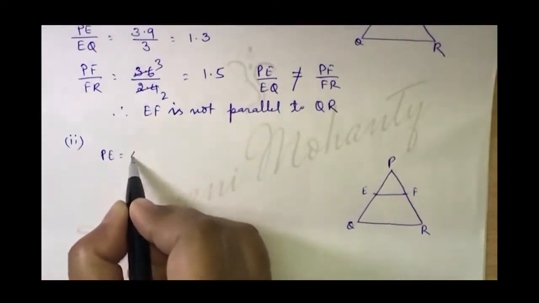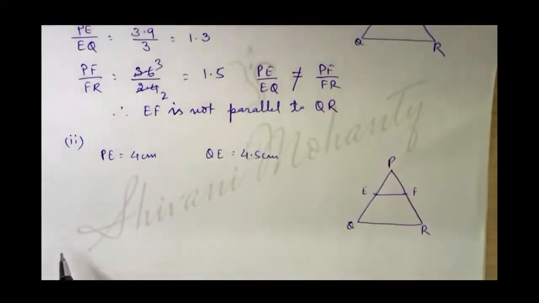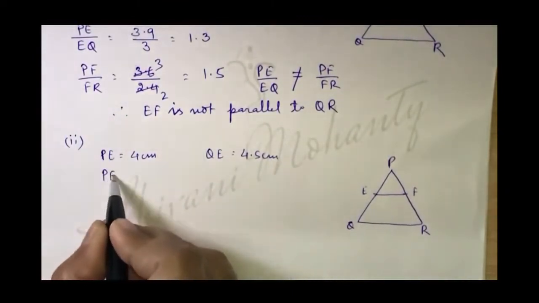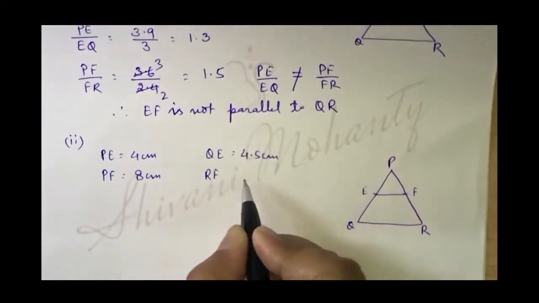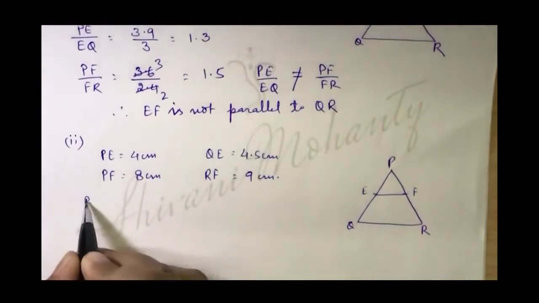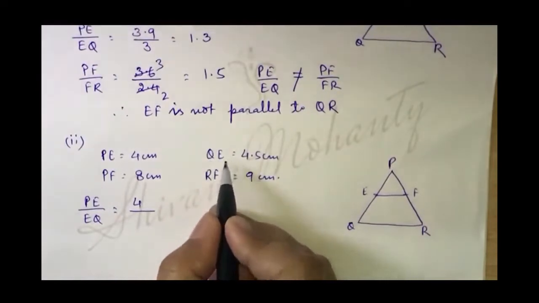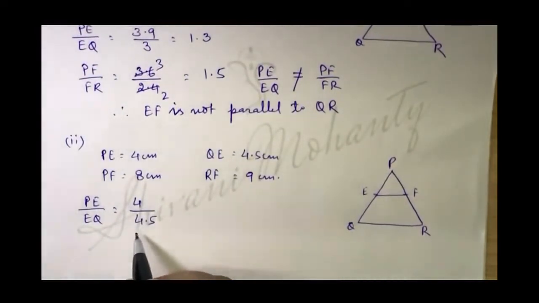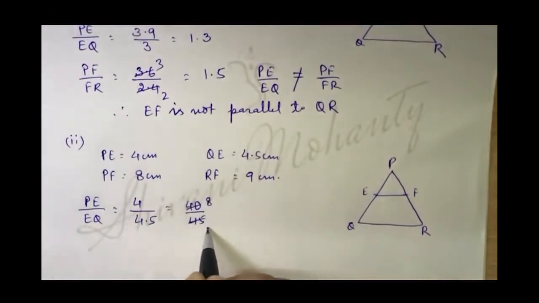First let me note what is given. For the second question, PE is 4 centimeter, QE is 4.5 centimeter, PF is given as 8 centimeter, and FR is 9 centimeter. So EF will be parallel to QR only when PE by EQ is equal to PF by FR. Let us first find out PE by EQ. PE is 4, EQ is 4.5. If you want to remove the decimal, it is 40 by 45, so it is 8 by 9.